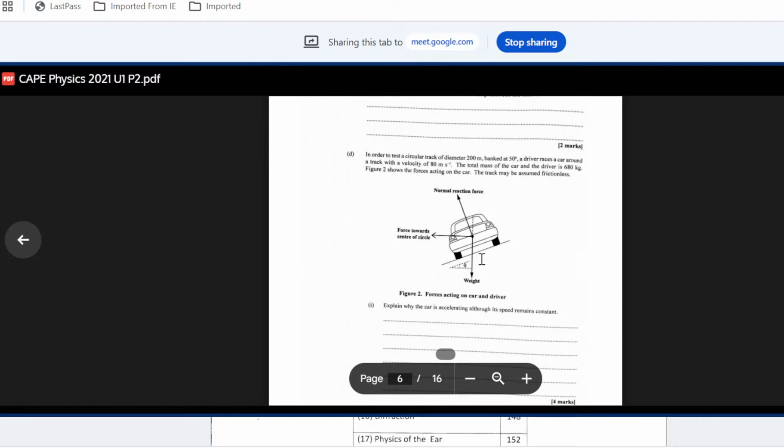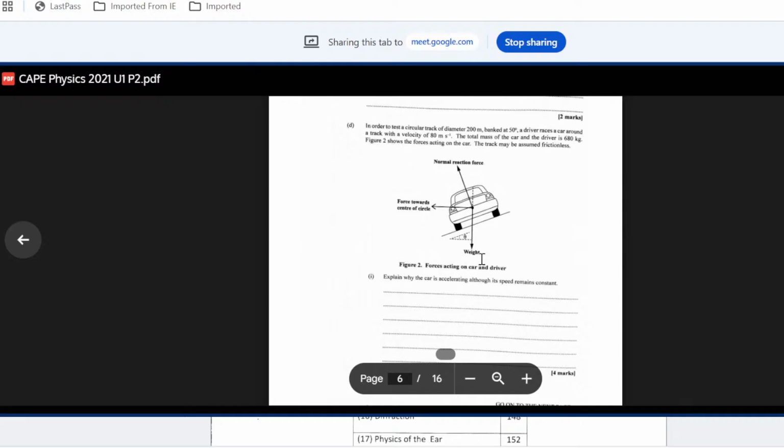So back to circular motion. Ah, this again. So the car is accelerating, although its speed is constant, because it is constantly changing direction, which is changing its velocity, which dictates its acceleration. That's probably not a 4 mark answer, though.